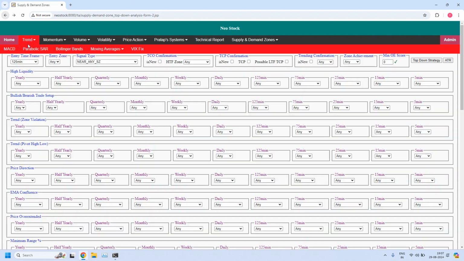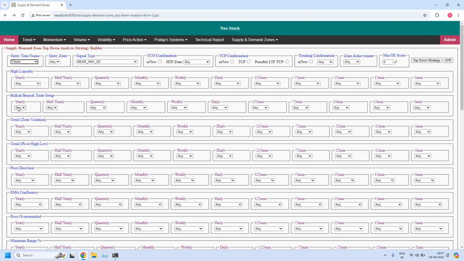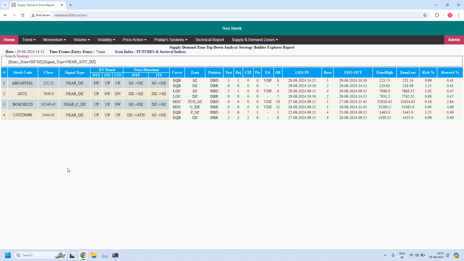Okay, the next time frame is 75 minutes. Let us find the stocks near 75 minutes demand zone. 4 stocks are filtered. Let's identify any high liquidity demand zone from this list. So here we have a high liquidity zone, Bosch, which is a fresh zone. So you need to fine-tune. You need to look for a fresh fine-tuned 5 minute zone. So we have identified one high liquidity 75 minutes demand zone from this list.